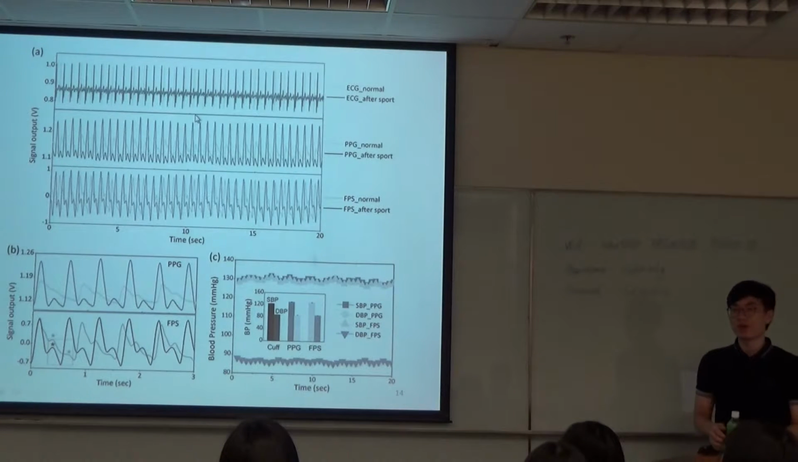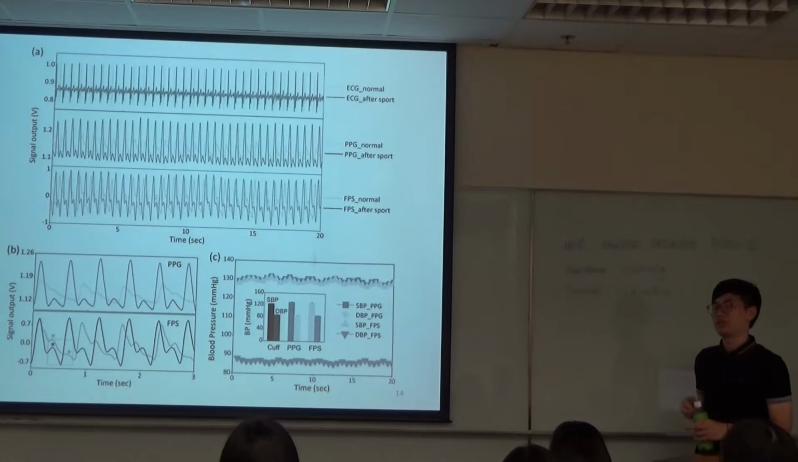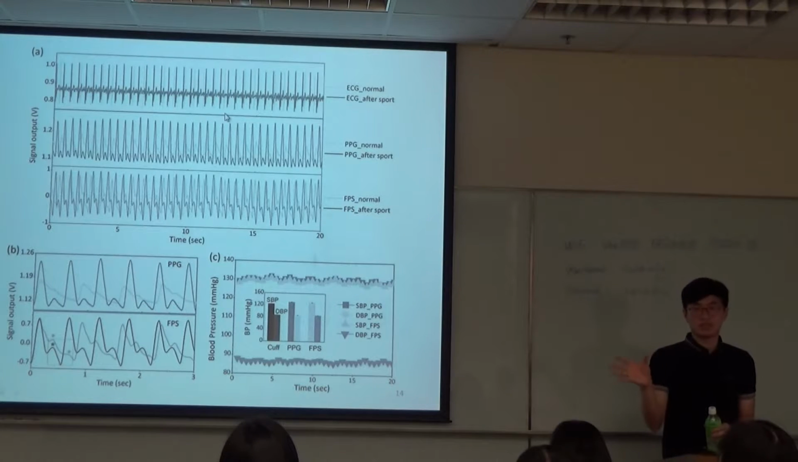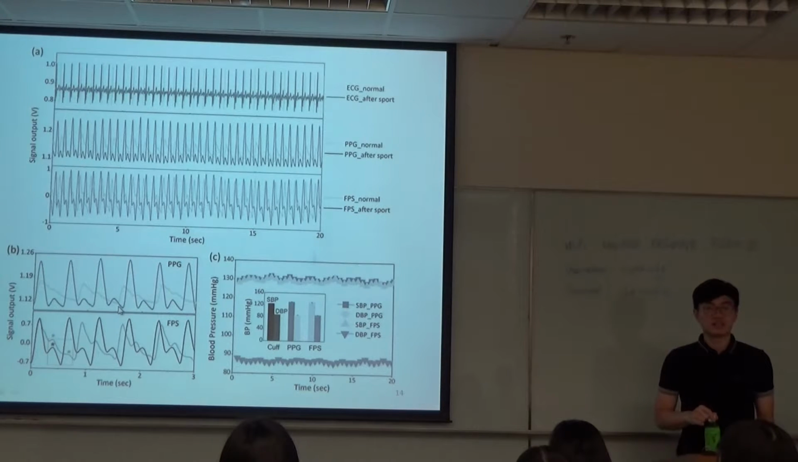We also compare it with the normal method to detect the human pulse, which is PPG. This kind of PPG method uses light to detect the human pulse. If you zoom in on these two methods, in graph B we can see that the shape of the FPS, the flexible pressure sensor, is similar to the PPG wave.